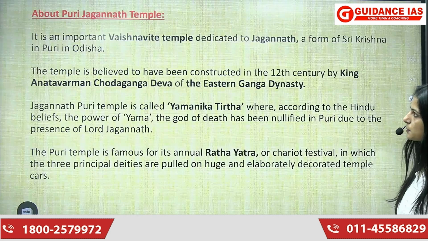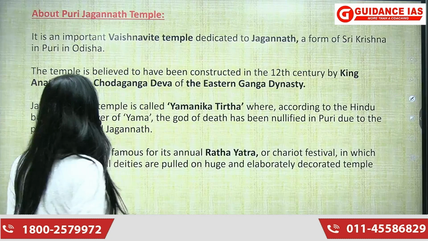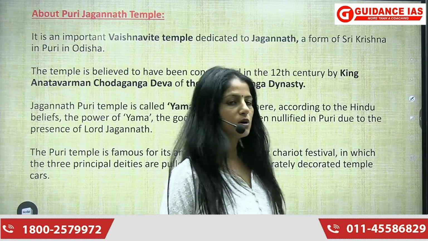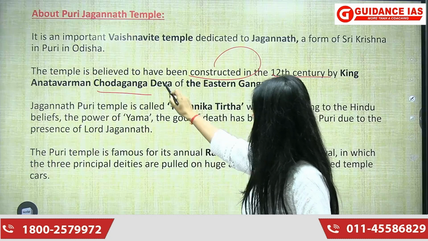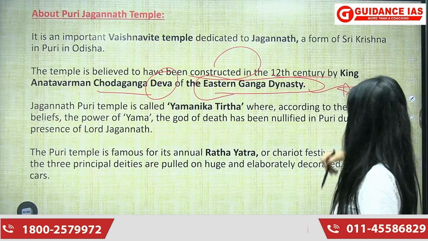Temple ki baat kare, Puri Jagannath temple ki baat kare agar hum, to isko construct kisne kiya tha? Vaishnavites temple hum isko bolte hain. It is dedicated to Jagannath, theek hai, who is a form of Shri Krishna, right? And the temple is believed to have been constructed in 12th century by the king Anantavarman Chodaganga Deva of the Eastern Ganga Dynasty. तो ये आप याद रखें, Ganga Dynasty के king ने इसको बनवाया था.